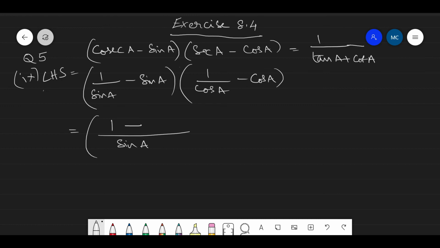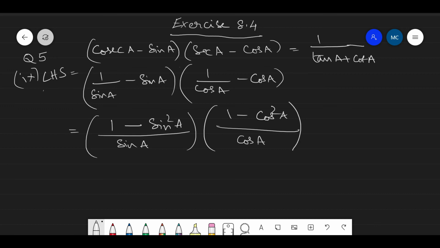Now by taking LCM, you will be getting sin A as LCM. Here we will be getting 1 minus sin square A. Please keep in mind we are taking LCM here. Now here we will be getting cos A as LCM, 1 minus cos square A. Now sin square A plus cos square A is equal to 1. We have this identity. From that, cos square A value will be equal to 1 minus sin square A. Or if you take sin square A, then sin square A is equal to 1 minus cos square A. Both forms of the identity we are using in this problem.